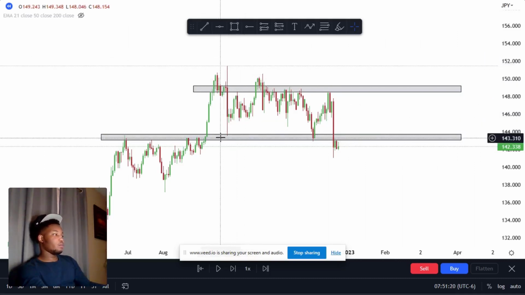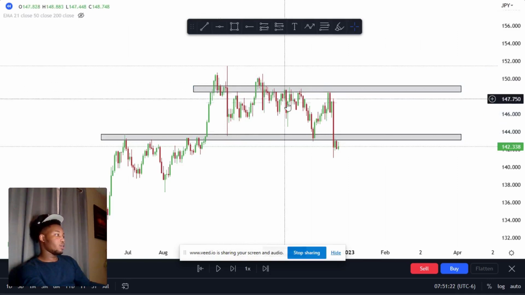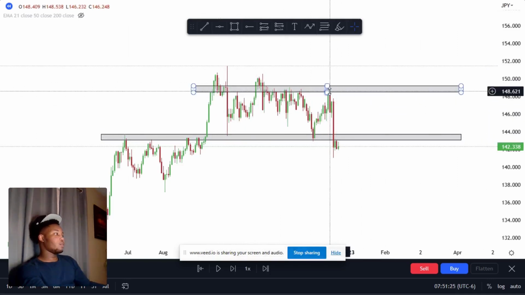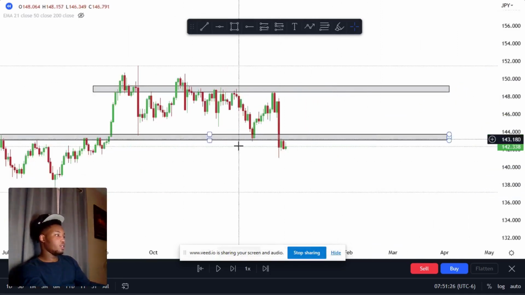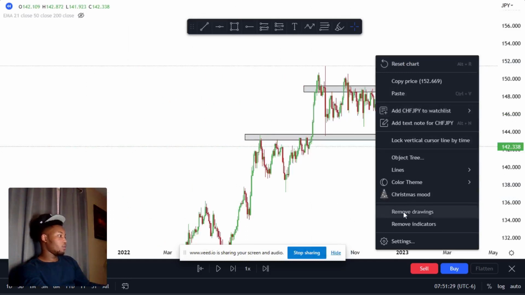As you guys can see, we had this push to the upside, came back down, pushed back, came down, couldn't break it. Retested, came back up, couldn't break it. We had this push down again, came back, couldn't break it, came back down, and now this is where we are. So let's go ahead and collect the previous chart.